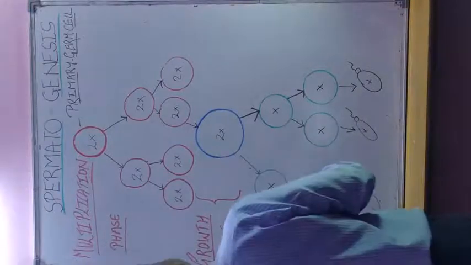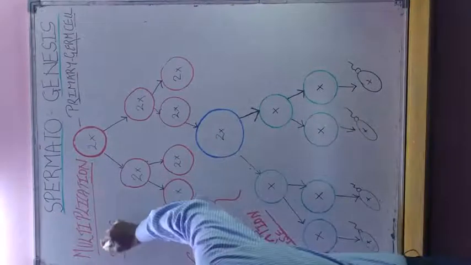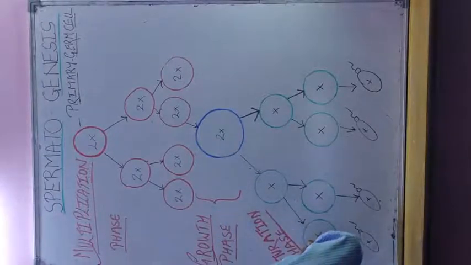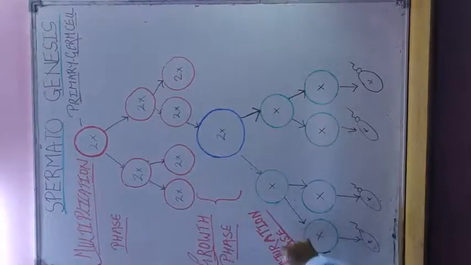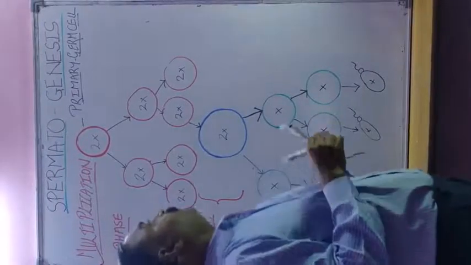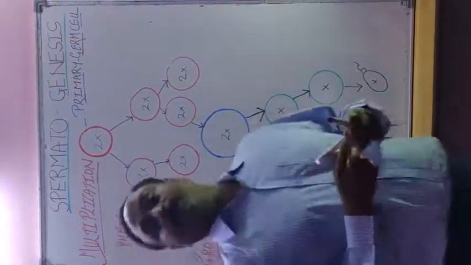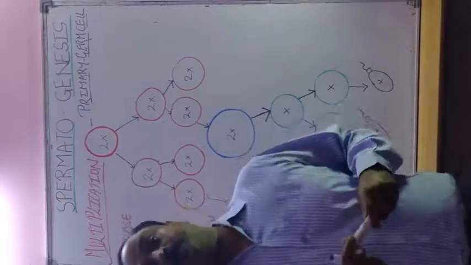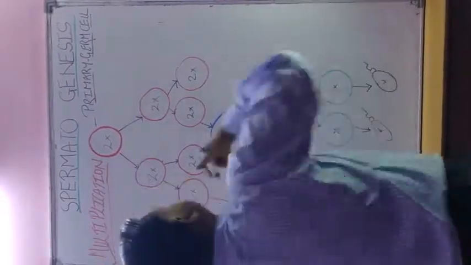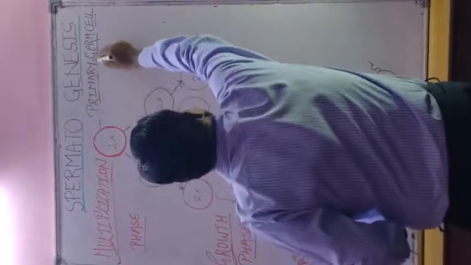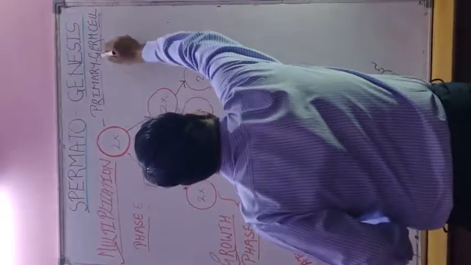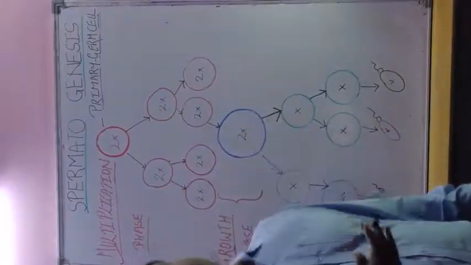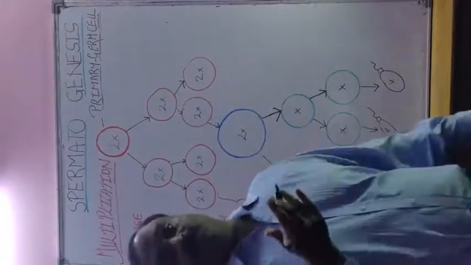First is the multiplication phase. Second is the growth phase. And third is the maturation phase, student. Remember the diagram of the seminiferous tubule where this spermatogenesis occurs. Spermatogenesis occurs in the wall of the seminiferous tubule, which is called the germinal epithelium, or primary germ cells.